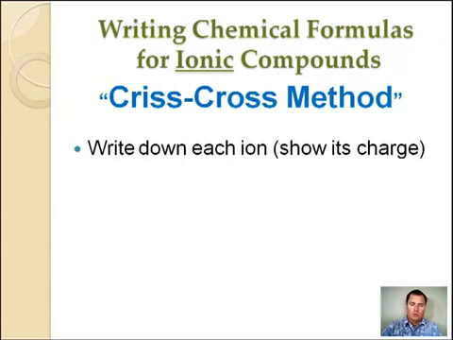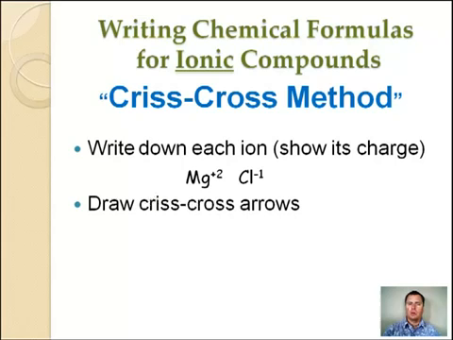First thing you need to do is write down each element as its ion, showing its charge. For magnesium and chloride, magnesium has a +2 charge, chlorine has a -1. Then we're going to draw what we call these crisscross arrows.